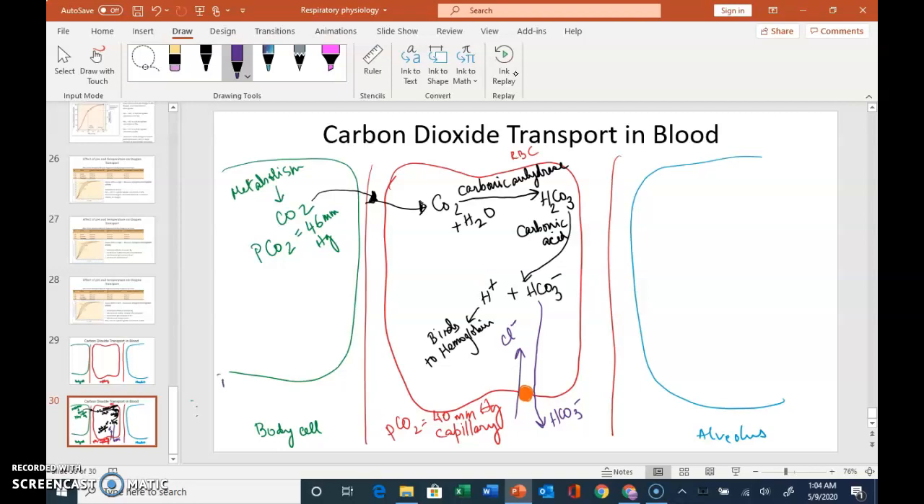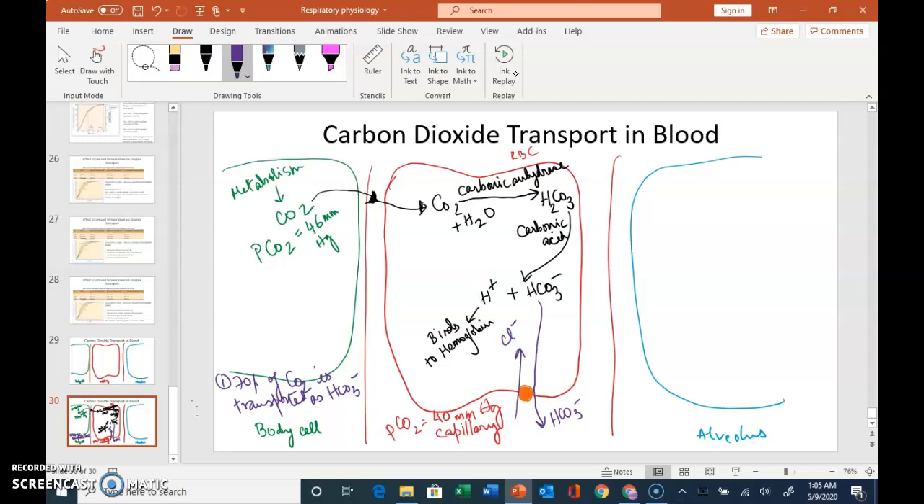So let me write this down. 70% of carbon dioxide is transported as bicarbonate. Alrighty, that was only 70%. What's the matter with the rest of carbon dioxide?